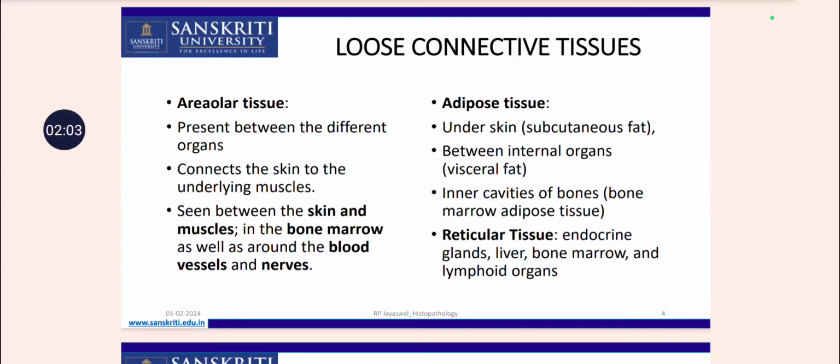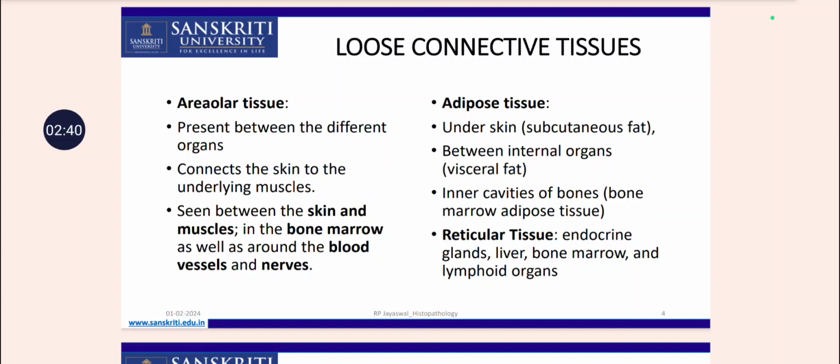These are the subtypes of loose connective tissues. First one is areolar. This is basically found between the different organs and connects the skin to the underlying muscles. This is also seen in the skin and muscles and in the bone marrow, as well as around the blood vessels and nerves. Wherever blood vessels and nerves are found, these areolar tissues are found surrounding them.